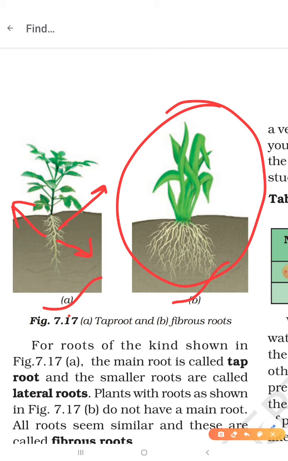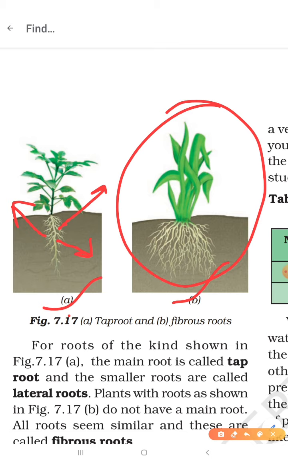There are two types of roots. We can find two types of roots. You can do this activity in your home. As I told you, go to an open ground where many wild plants are growing. Dig out a few. Then observe the roots of them. Then you will find some roots are like that which is shown in picture A, and some roots are like this, which is shown in picture B.